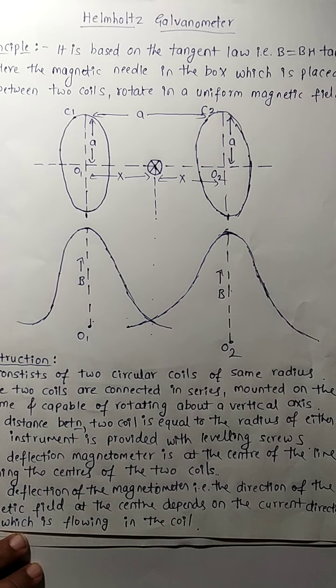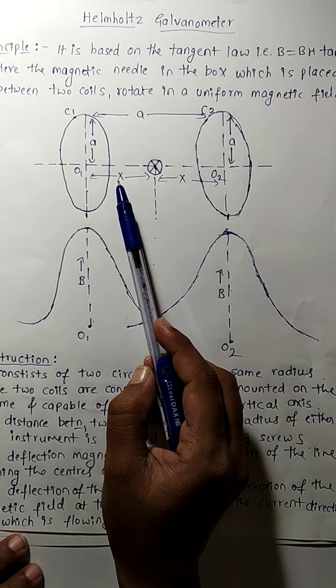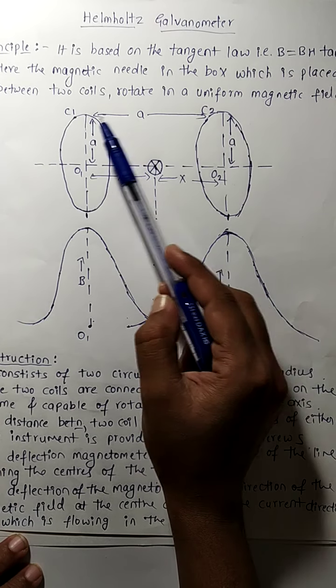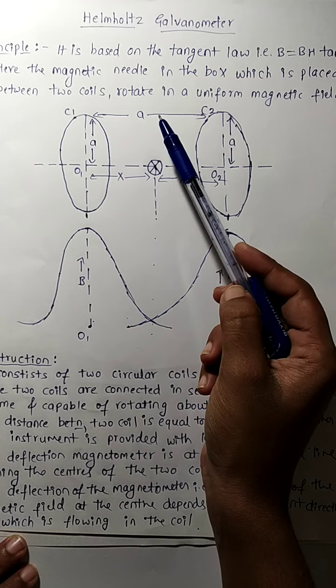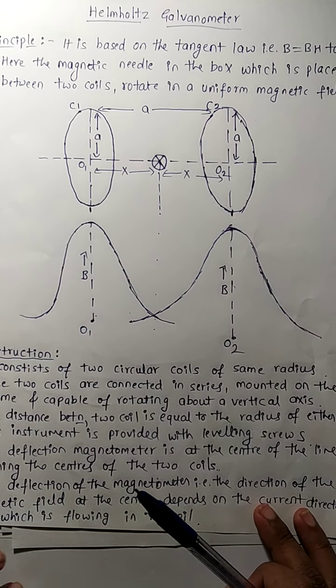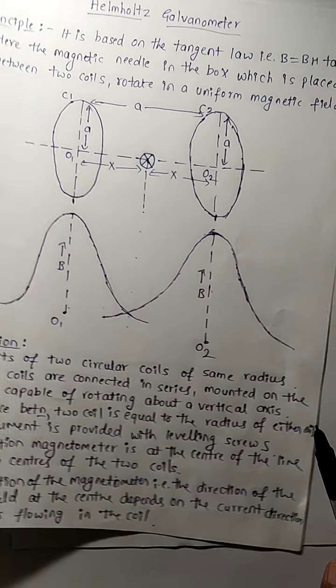Now we are having the theory of the Helmholtz galvanometer. In the theory we are going to prove that the needle distance x is equal to a divided by 2, because it is half of the distance between these two coils. So x is equal to what? a divided by 2. That we are going to prove in today's class.